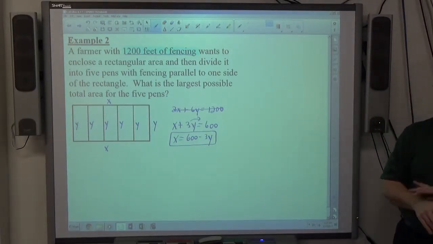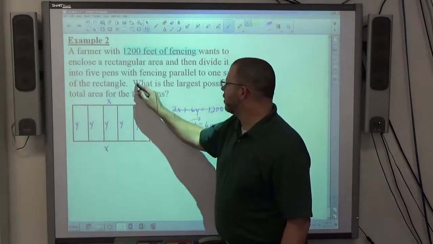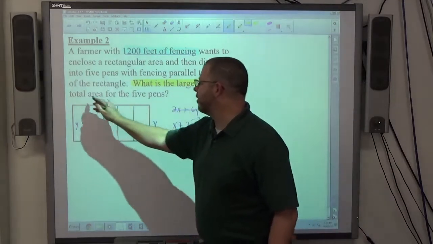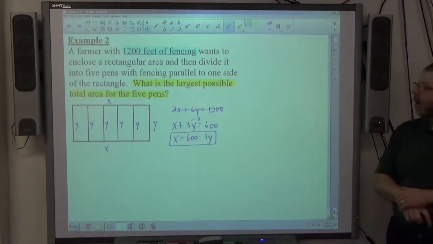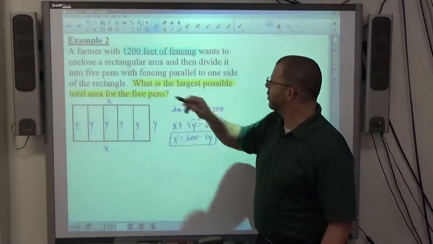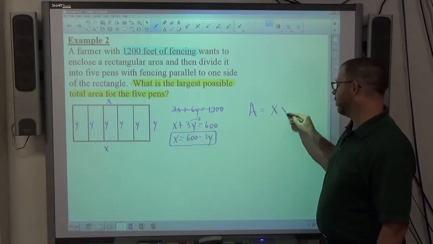Okay. Next thing you want to worry about: what are you trying to optimize here? What is the largest possible total area for the 5 pens? We're trying to find the area of this thing, right? What's the area formula for this picture? Length times width, which we're using x and y to represent those, right?